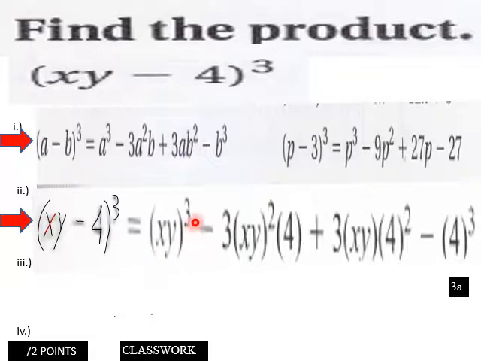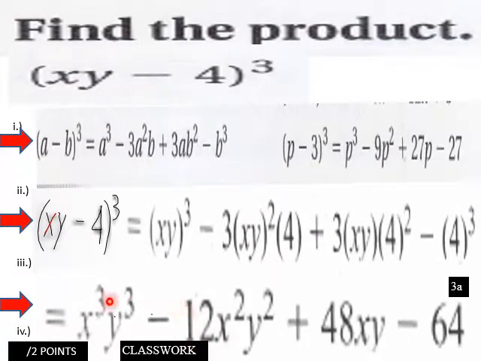So we get xy cubed minus 3 times xy squared times 4 plus 3 times xy times 4 squared. We move our square over here and we add this, and then minus b cubed is what this would be. So you have to follow this pattern here and then plug these terms into this pattern, and you come up with this big gnarly expression here.